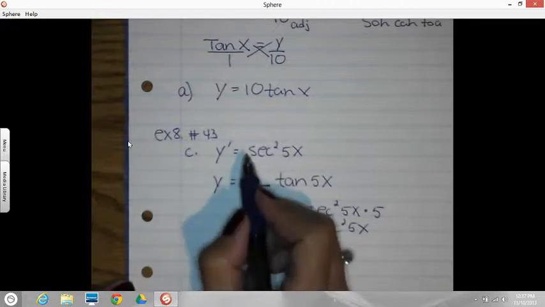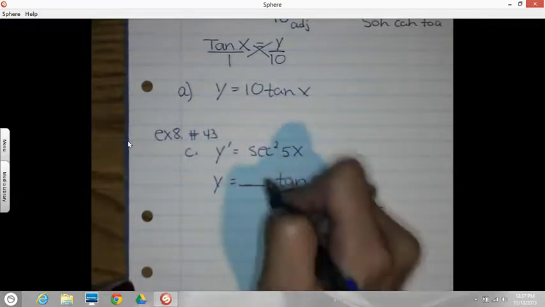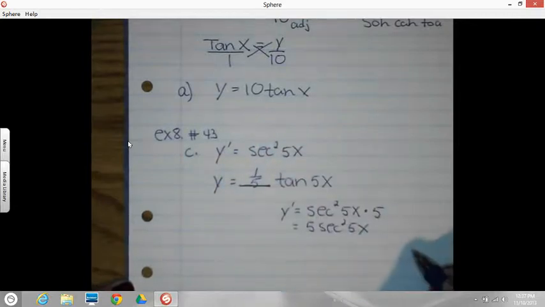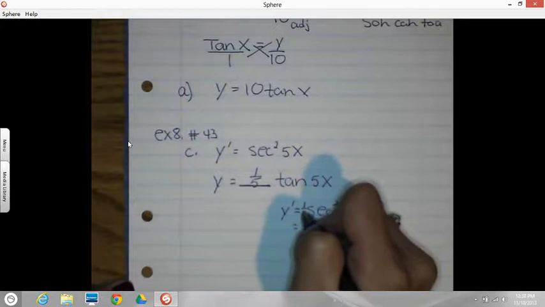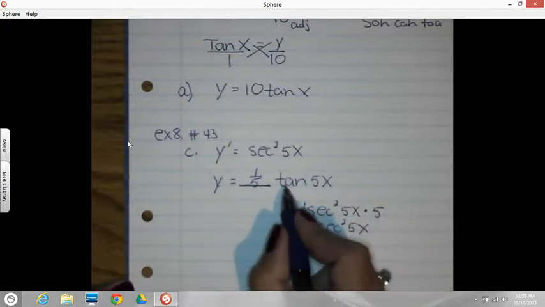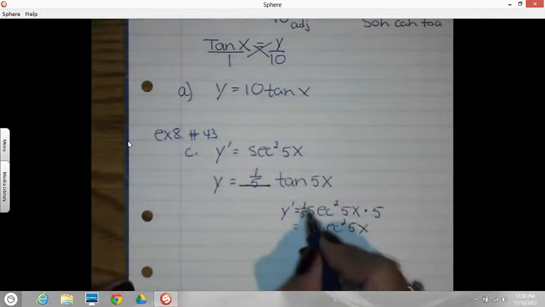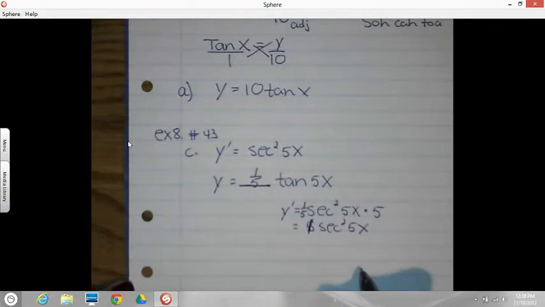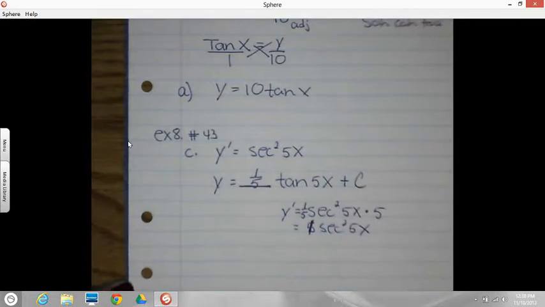I want a 1 to end up being the coefficient. So I need something that will cancel out the 5 in front here, and that would be a 1/5. And now if you check the derivative, you would have the 1/5 multiplier here. Tangent derivative is secant squared 5x times 5, and the 5 and the 1/5 would cancel out, and you'd be left with a 1 in its place. So we needed a 1/5, and don't forget, plus 3.